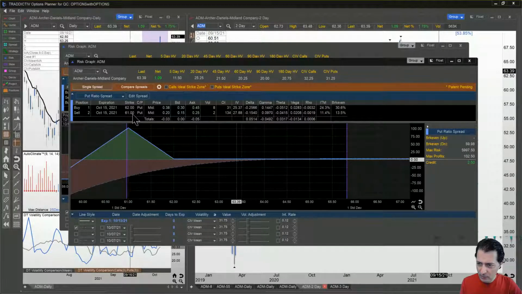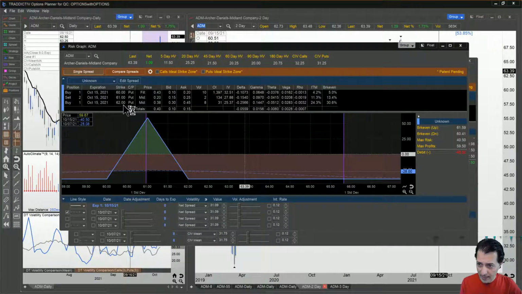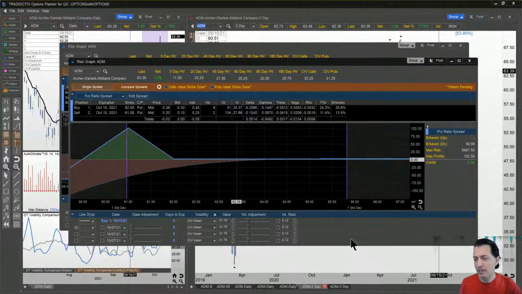Buy the 62, sell 2 of the 61. Is that what I got? Buy the 62, sell 2 of the 61. 20 and 38. Oh, of course, because it's 2 units. Oh my God, I'm not sure how I was doing the math in my mind. Yes, sorry guys. I was doing the math in my mind, like, 38 minus 20 should be 18. Yes, but that's so silly of me.